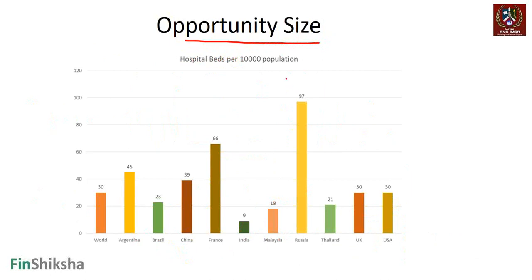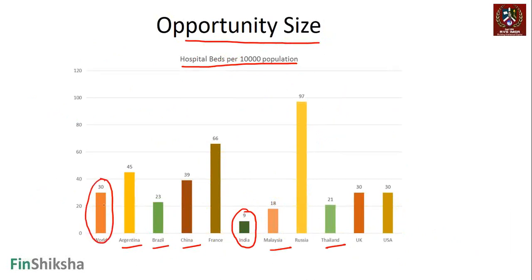Let's look at the healthcare sector. When you look at hospital beds per 10,000 population, India is abysmally low as compared to a lot of countries like Argentina, Brazil, China, Malaysia, and Thailand. Forget the developed world. Even in the underdeveloped or, let's say, developing world, we are significantly lower. The world average is 30, which means there is a huge opportunity for companies to work in this. So healthcare sector should see a huge growth in the time to come.